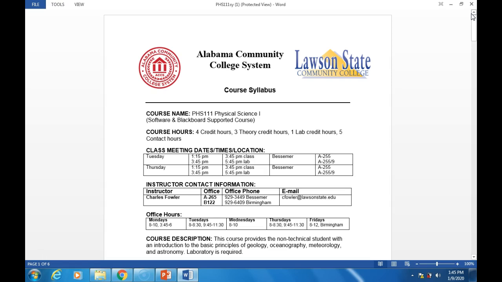This is incorrect. This should be 12:45 to 1:15. And then Fridays, I'm on the Birmingham West Campus. That's what I was talking about before, in Dr. Pruitt's office right here, B122. I'm there usually from 8 to 12. Most of the time I'm there before 8. Almost always I'm there after 12.